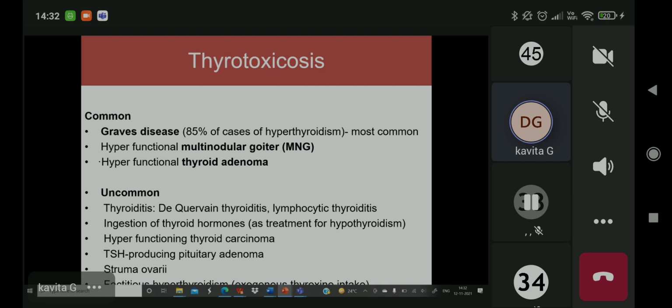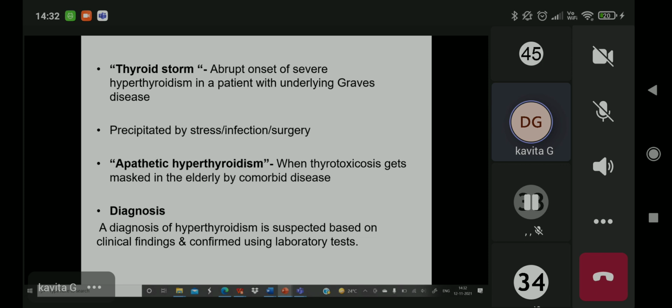And the third is obviously a tumor or proliferation. So you can even have a hyperfunctional thyroid adenoma. So there are uncommon causes also, which if you can remember, it would be very nice. But if you can't, that's okay. You at least remember Graves' disease, multinodular goiter, and thyroid adenoma. Okay. There is a term called thyroid storm.